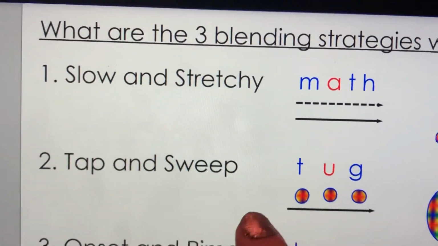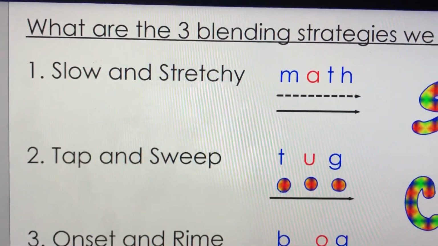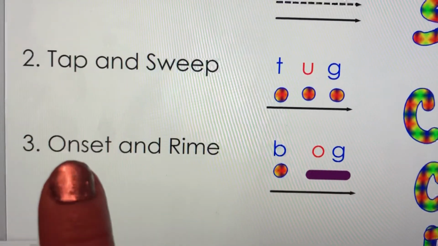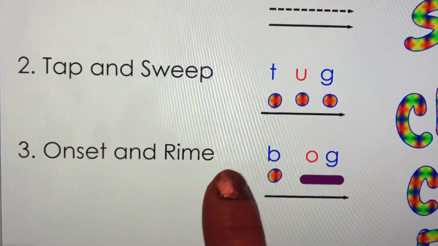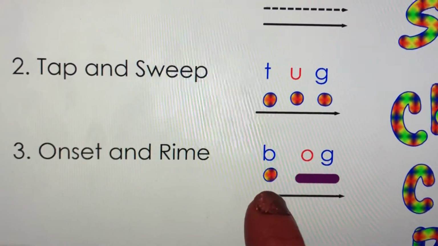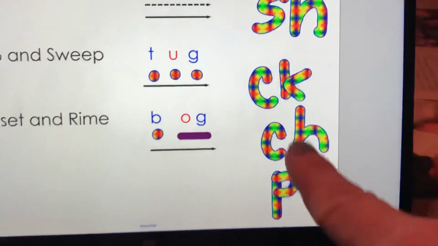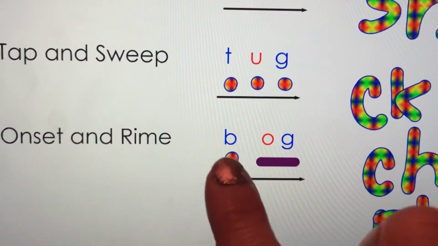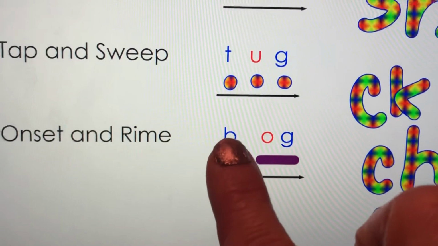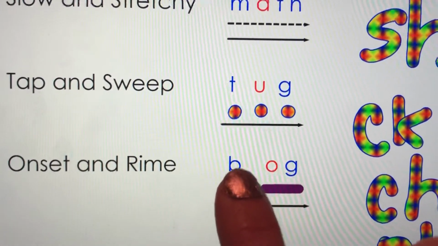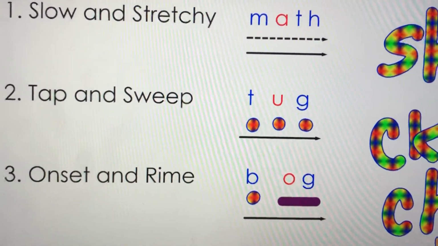And the word was tug. Excellent, kiss your brain. All right, our third strategy is the onset and the rhyme, which means the onset is your beginning letter sound or your beginning blend or your beginning digraph, which are all of these consonants. I have the consonants as blue on my screen. All the consonants that come before the first vowel in a word or syllable.